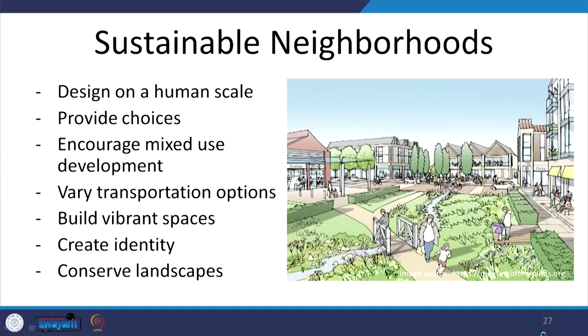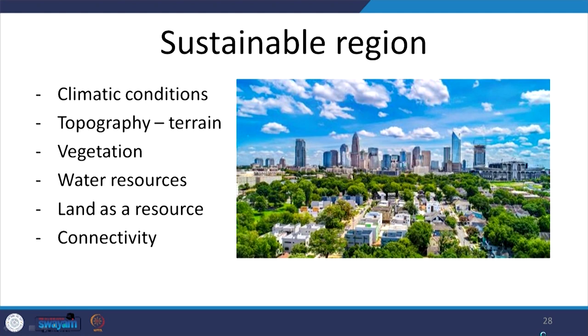We have to provide different options of transportation and we have to build vibrant spaces. Majority of the sustainable neighborhoods and even the bigger built environments, for example, cities, have vibrant public spaces, which again reinforce the fact that people are at the center of it. So we need these vibrant spaces for people. And while doing that, create identity of each place.